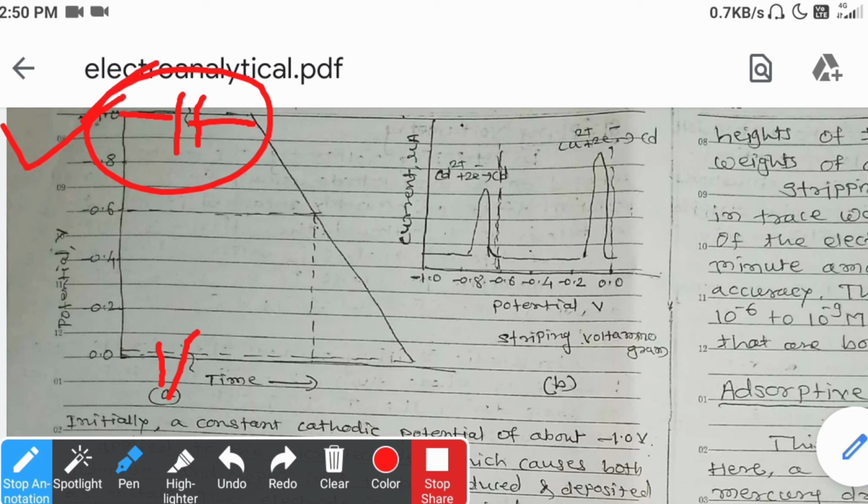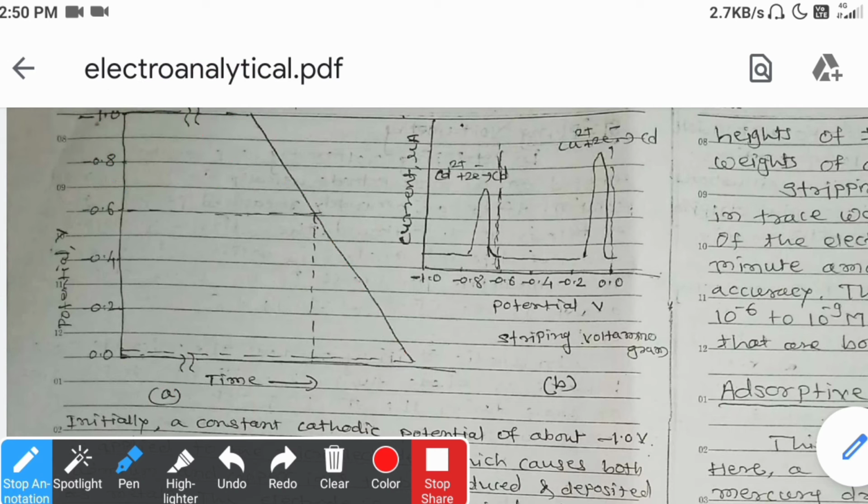So initially the voltage is kept at a very negative value. Once that voltage is negative, the electrode will act as a cathode, so deposition will take place on the surface of the electrode, due to the reduction process. For the predetermined time interval, the analyte is deposited onto this electrode, and after that time interval the electrode will change its potential to a higher, or more positive, value.